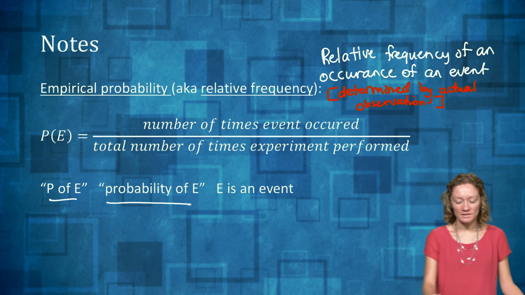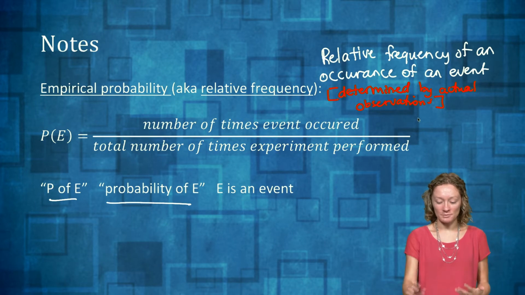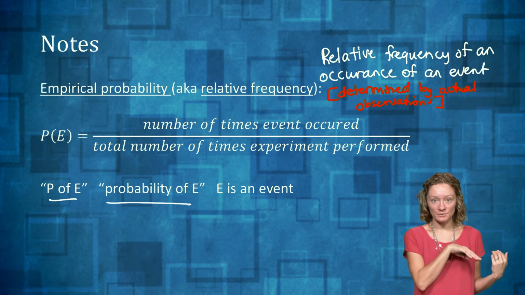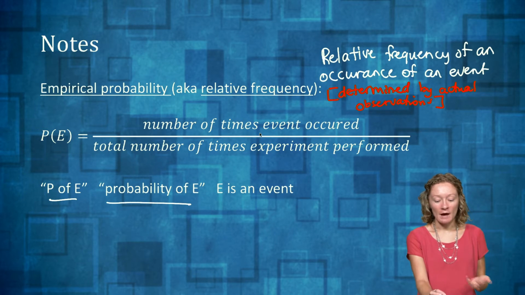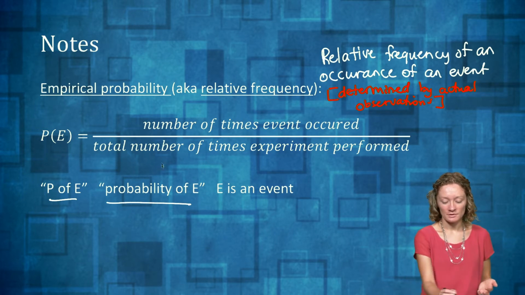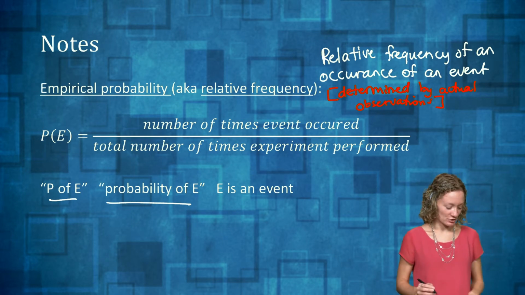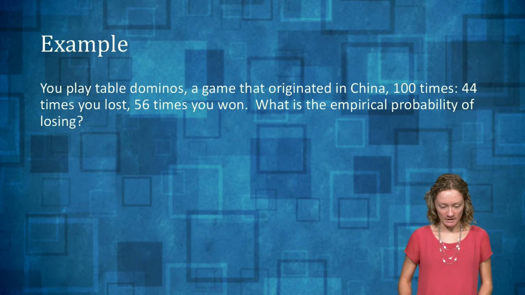The bottom number is always easier to focus on first, the total number of times the experiment was performed. Remember, this one is based on actual observations. So the thing we're looking at has already happened a bunch of times. How many times was it attempted before? That's your denominator. And then of those number of times the experiment was performed, how many times did the event you want occur? Two numbers. Of the denominator, how many times did the thing we want actually happen? Actual observations. So let's see an example of that.